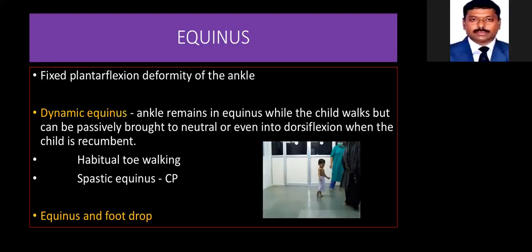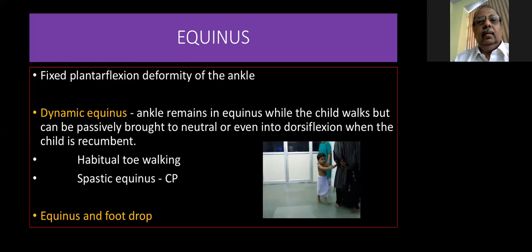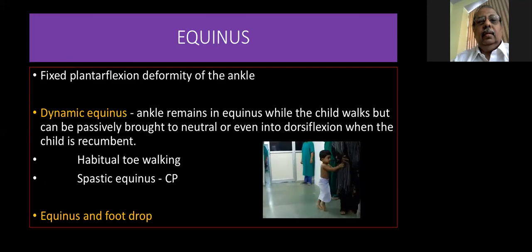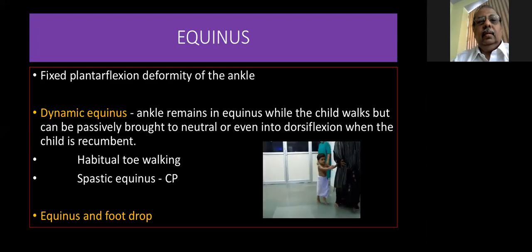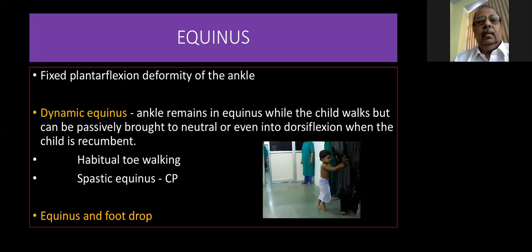Okay, sir. Thank you. So equinus is a fixed plantar flexion deformity of the ankle. But there is a dynamic equinus. What is this dynamic equinus? The ankle remains in equinus while the child is walking, but can be passively brought to neutral or even into dorsiflexion. The child is reluctant. So you can see this small child walking. See, he is walking with an equinus. But as soon as you put this child on the bed, the equinus disappears. This is what is called habitual toe walking.